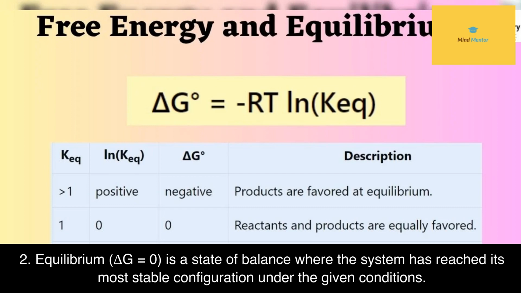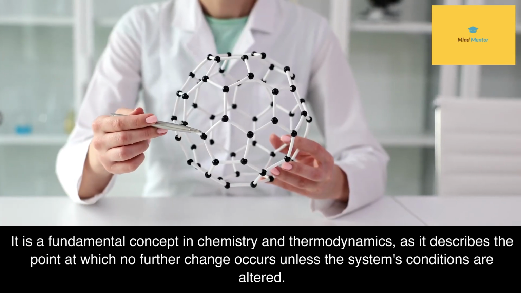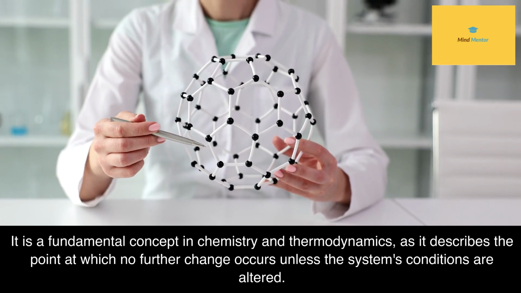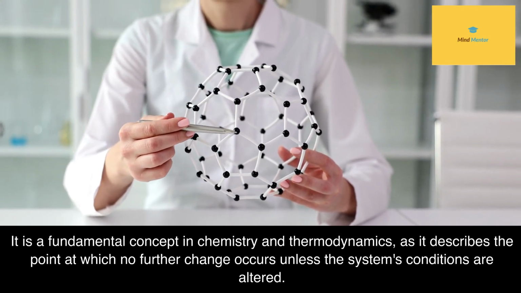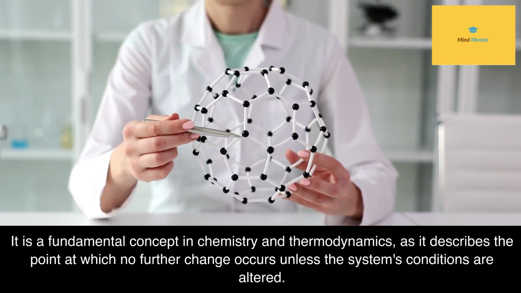2. Equilibrium, delta G equals 0, is a state of balance where the system has reached its most stable configuration under the given conditions. It is a fundamental concept in chemistry and thermodynamics, as it describes the point at which no further change occurs unless the system's conditions are altered.